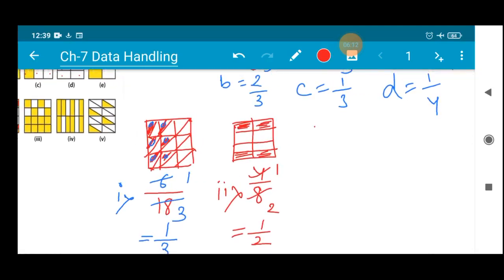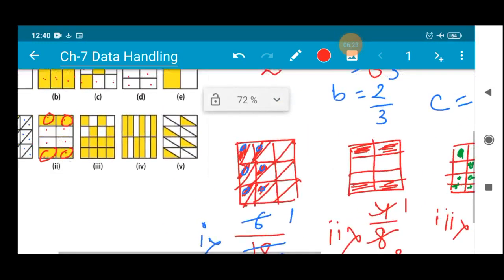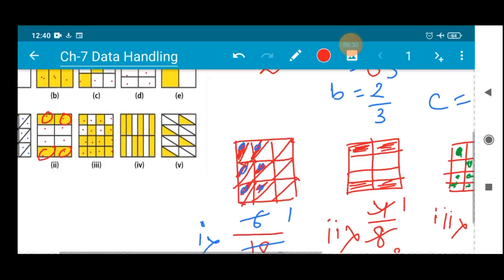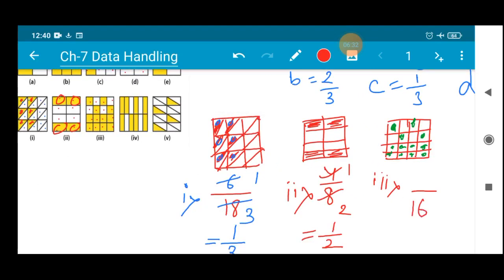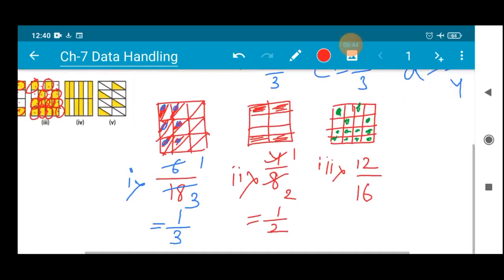Okay, let's do the next one. Here I have tried to make the figure, that is figure number 3 of question number 3. There are total how many parts? Just see the closed figure of this. 1 2 3 4 5 6 7 8 9 10 11 12 13 14 15 16, right? So 16 total parts are there, and out of this how many parts are colored? 1 2 3 4 5 6 7 8 9 10 11 12. So out of 16 total, 12 parts are colored.